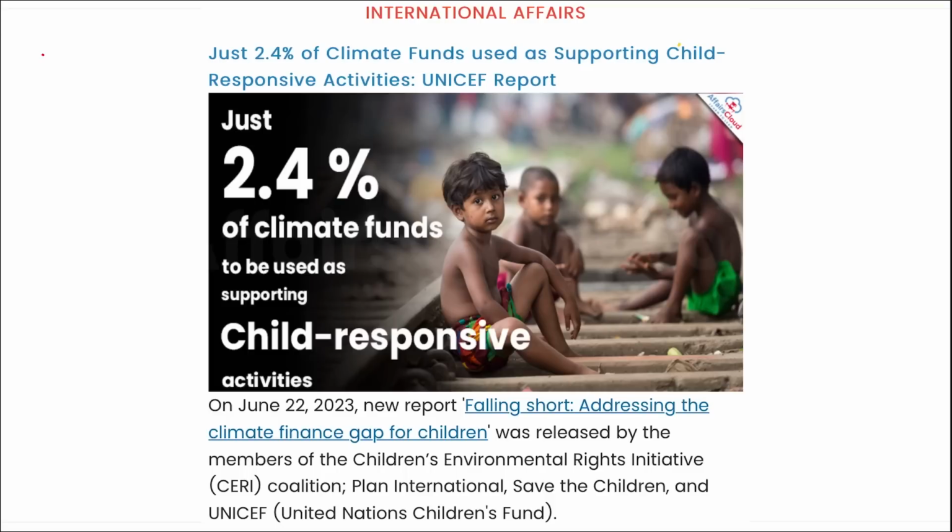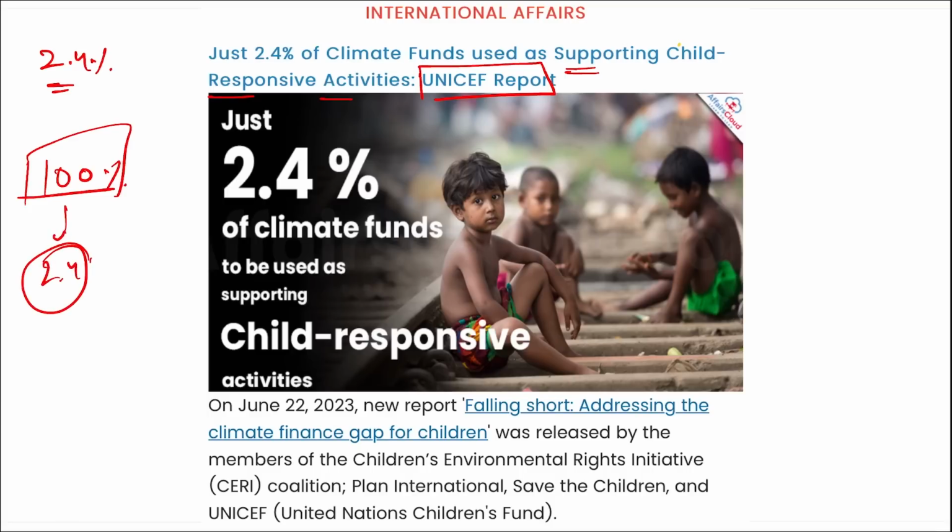Next is your international news. It states that just 2.4% of the climate funds are used to support child responsive activities, right? And this report was released by UNICEF. What UNICEF was saying recently is that if we have 100 rupees to spend on climate change and all other activities, then just 2.4 rupees of that is being used to support child responsive activities, in order to fund child support, correct?